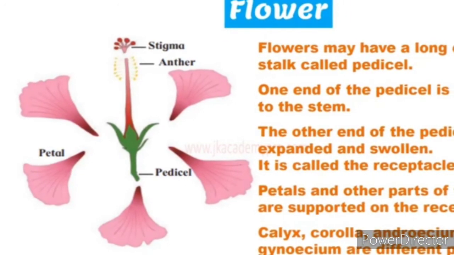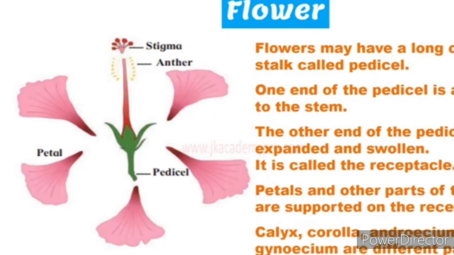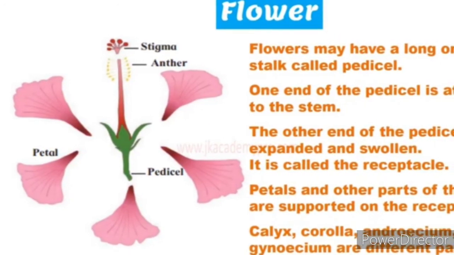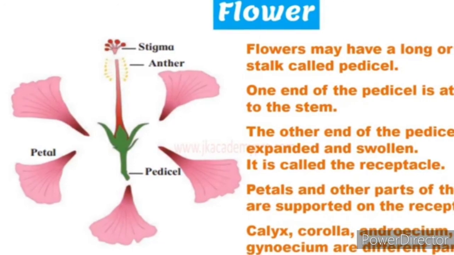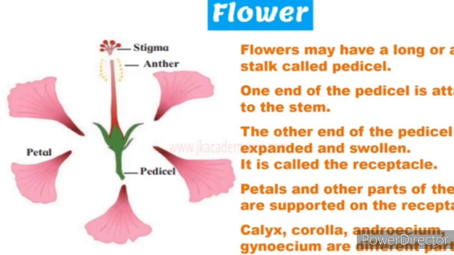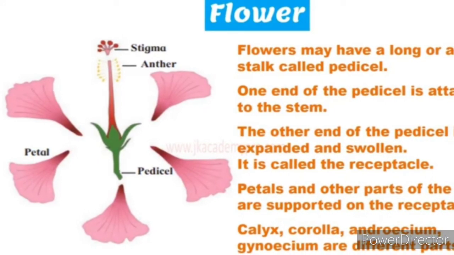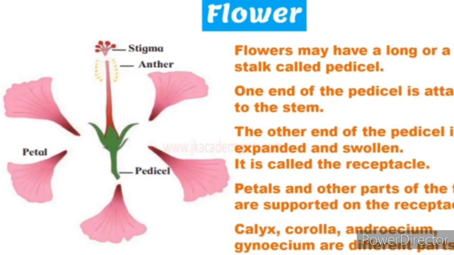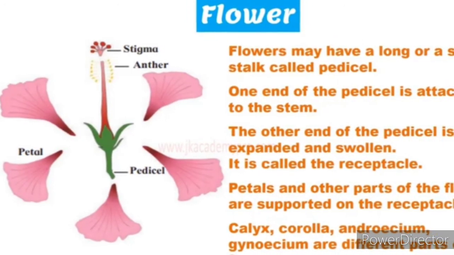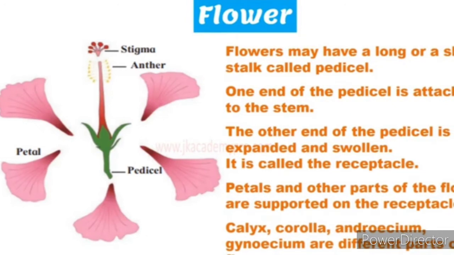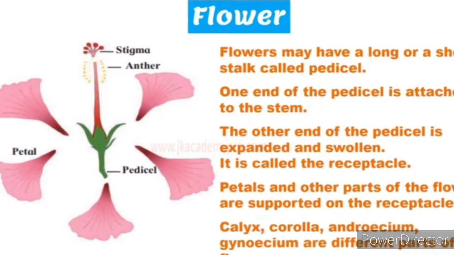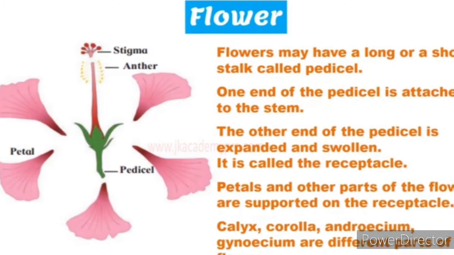Flowers may have a long or short stalk. It is called pedicel. One end of the pedicel is attached to the stem. It is green in color. The other end of the pedicel is expanded and swollen, means it is big. It is called the receptacle. What is the work of the receptacle? Petals and other parts of the flower are supported on this receptacle.